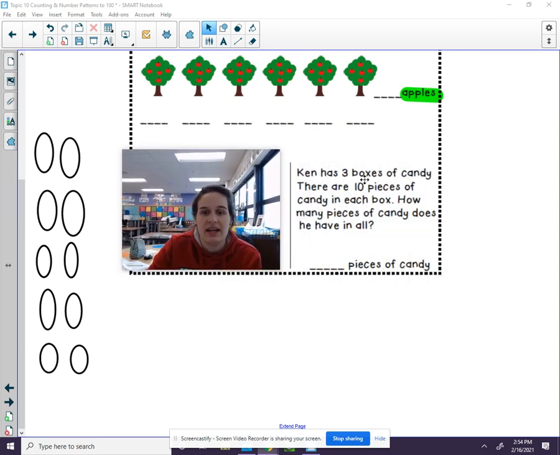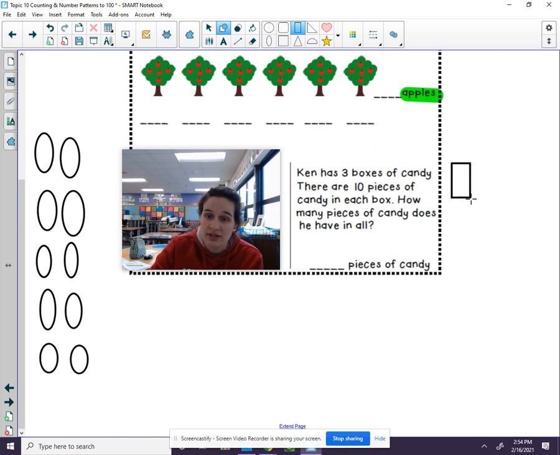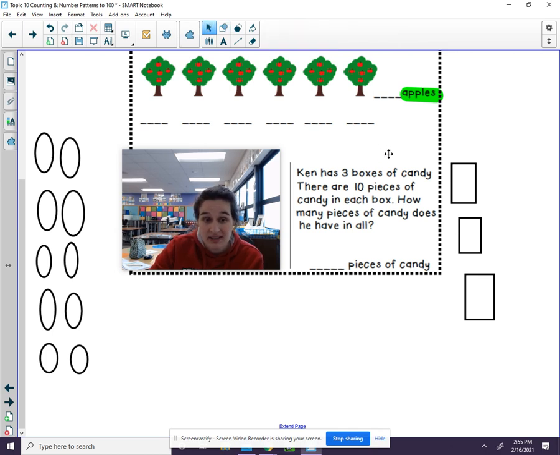This one says Ken has 3 boxes of candy. There are 10 pieces of candy in each box. How many pieces of candy does he have in all? Again, you could draw a picture. Well, how many boxes of candy are there? There's 3. There's 3 boxes of candy for you. And there's 10 pieces of candy in each box.